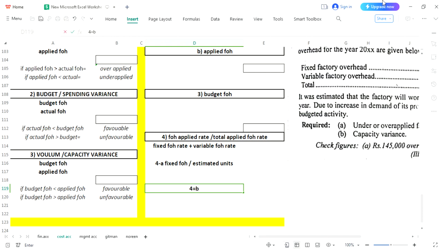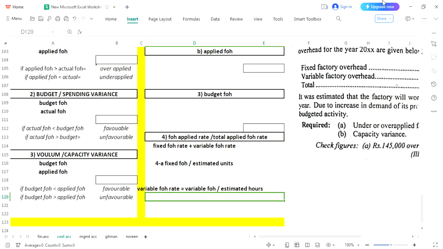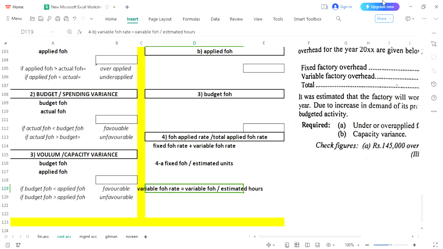Then you will complete your 4B part, where you will calculate variable FH rate. For B part, variable FH rate would be calculated by dividing variable FH by estimated hours. So this way you will complete your question statements.